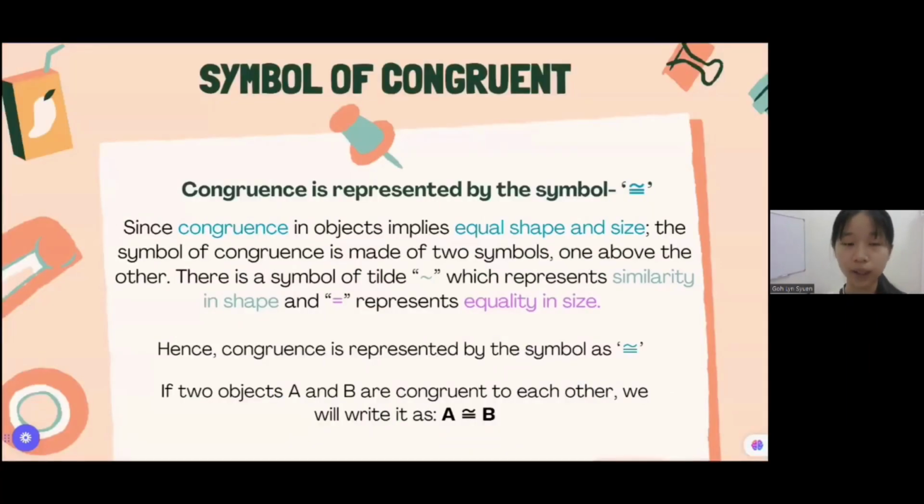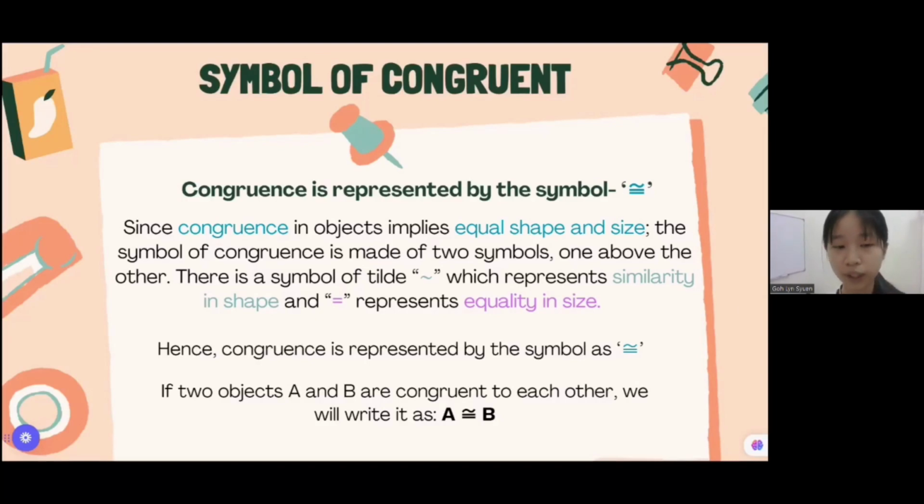Now, we are going to talk about the symbol of congruence. Congruence is represented by the symbol here. Since congruence in objects implies equal shape and size, the symbol of congruence is made of two symbols, one above the other. On the top, there is a tilde, which represents similarity in shape. The equal sign here represents equality in size. Hence, congruence is represented by the symbol you can see here, which combines the tilde and equality in size.